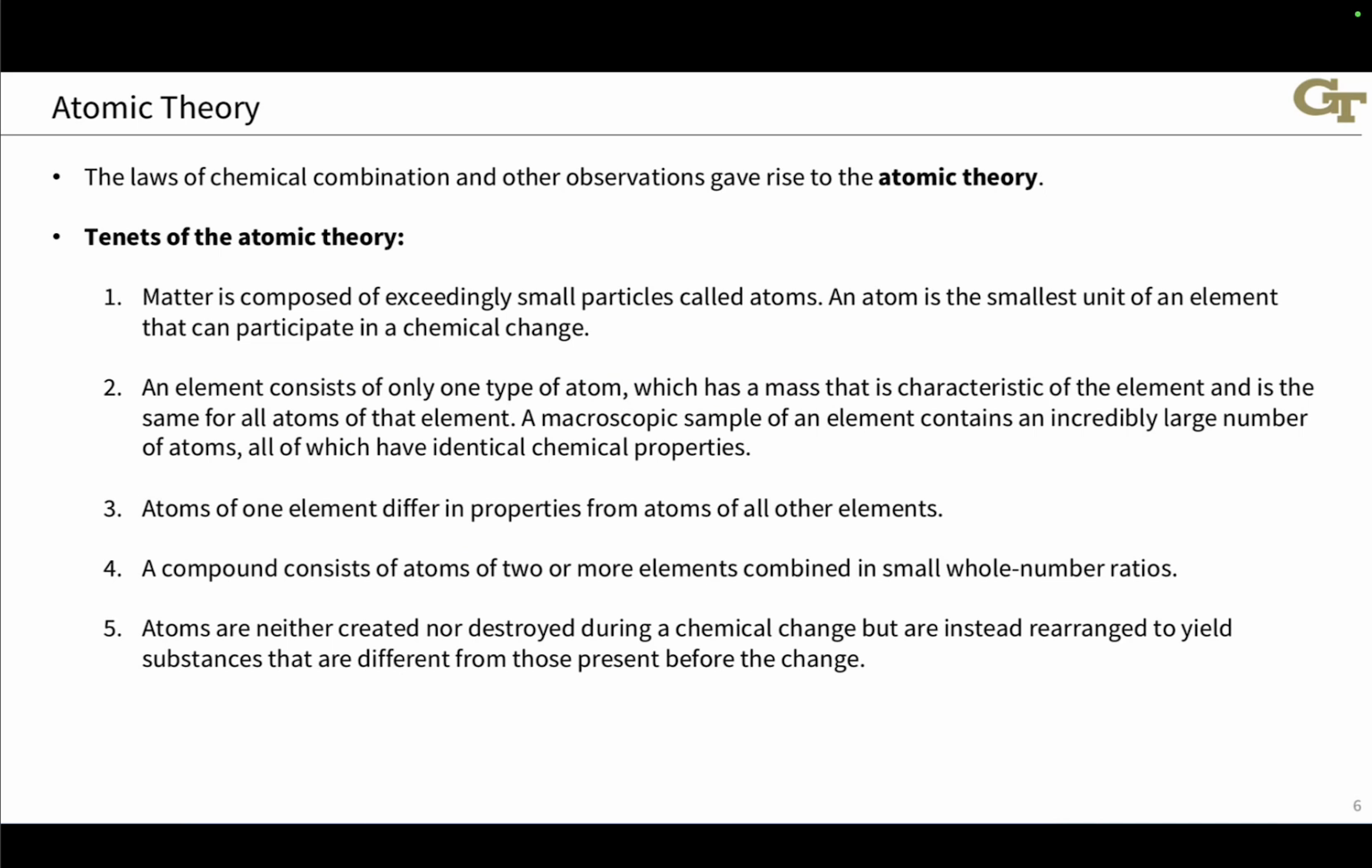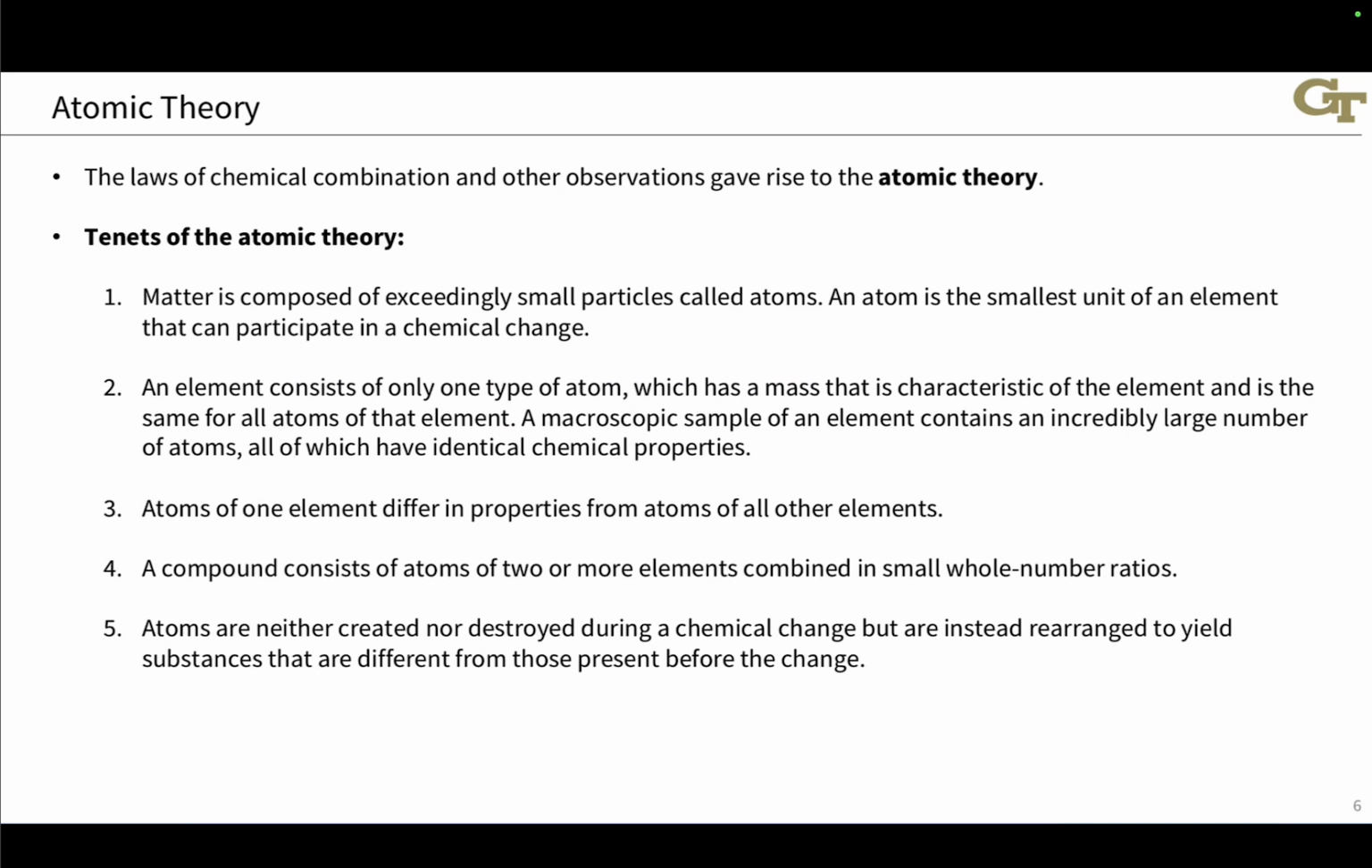Tenet 2 defines the elements. Elements are composed of only one type of atom. That atom has a characteristic mass, and that mass is the same for all atoms of that element. A macroscopic sample of an element, something we can actually see, contains a huge number of atoms, all of which have identical chemical properties, meaning the properties of that one atom on some level define the properties of the element as a whole. Tenet 3 is that atoms of one element differ in their properties from atoms of all other elements.